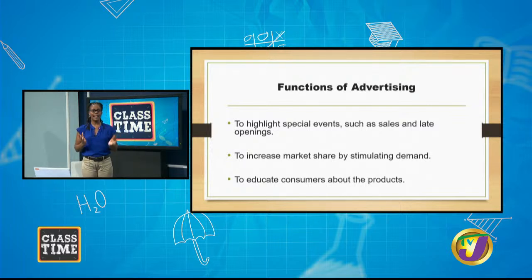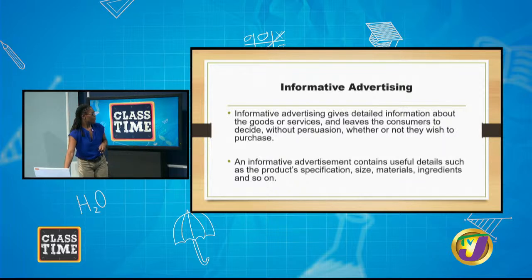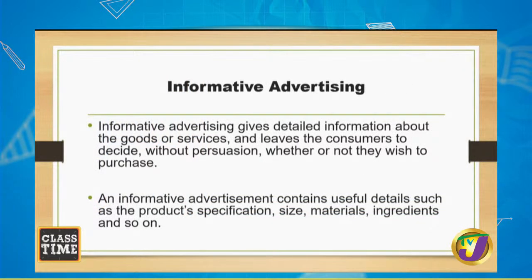Now, there are two broad categories of advertising. There are other categories, but these are the two broad categories that we will focus on today: informative advertising and persuasive advertising. Good? Now, informative advertising gives detailed information about the goods or service and leaves the consumers to decide without persuasion whether or not they wish to purchase. The informative advertisement contains useful details such as the product specification, the size, the material that it's made from, ingredients, and so on.